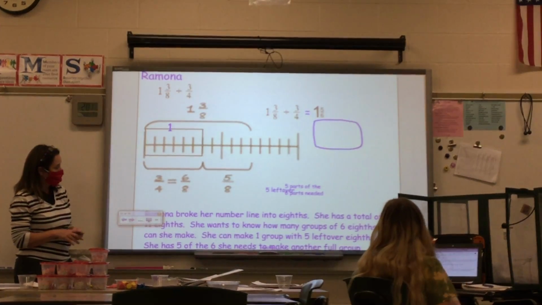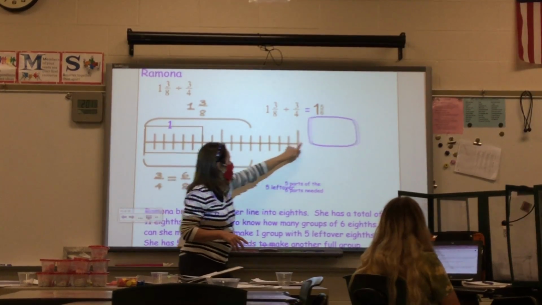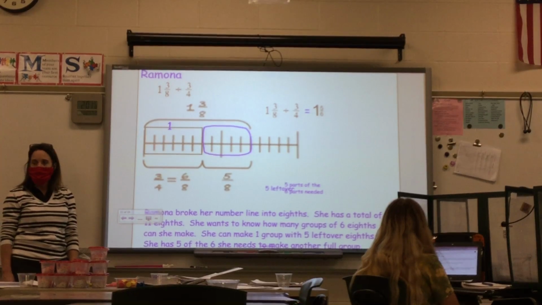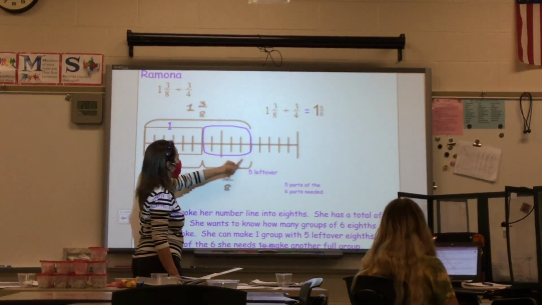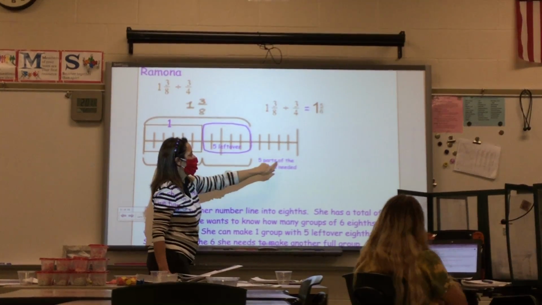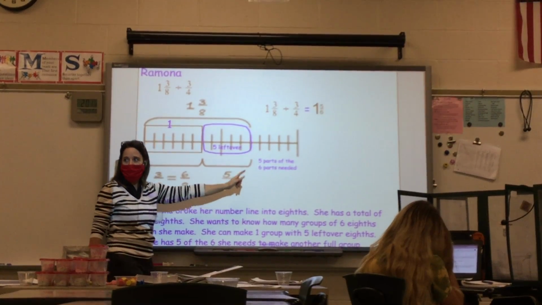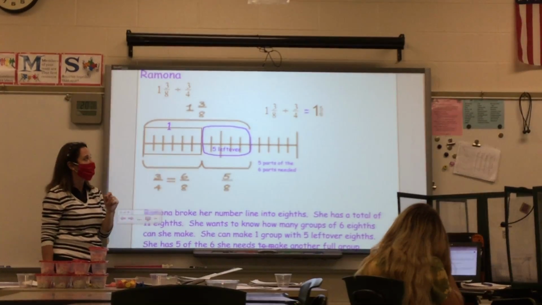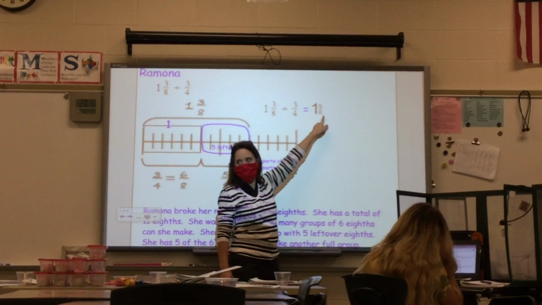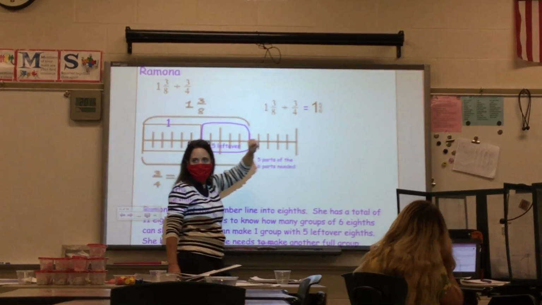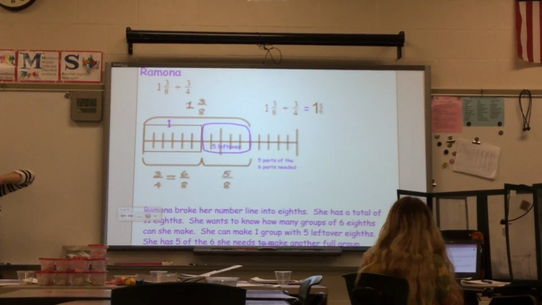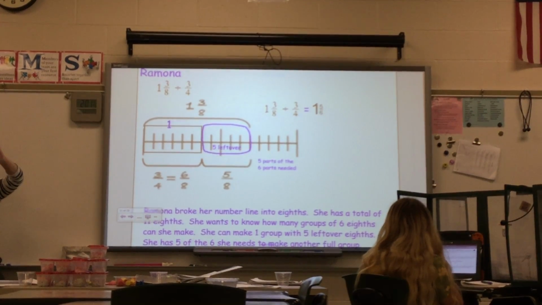And that's what Ramona shows here. She circles what's left, and she says, oh, I don't have enough to make another whole. I only have 5 left over, and that is 5 of the 6 I need. I have 5 parts of the 6 I need. So her answer is 1 and 5/6. That's Ramona's number line. The number line can get complicated. You only have to do it once.